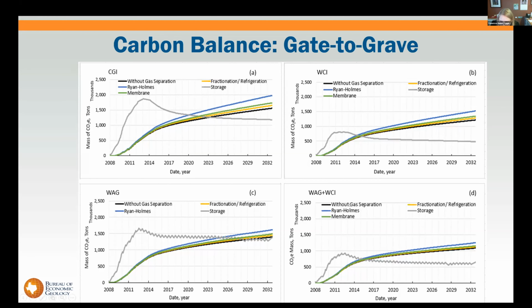I think the main takeaway of these slides is that all our 4 scenarios start operating with a negative carbon footprint, as you can see here. And at some point, transition into operating with a positive carbon footprint.